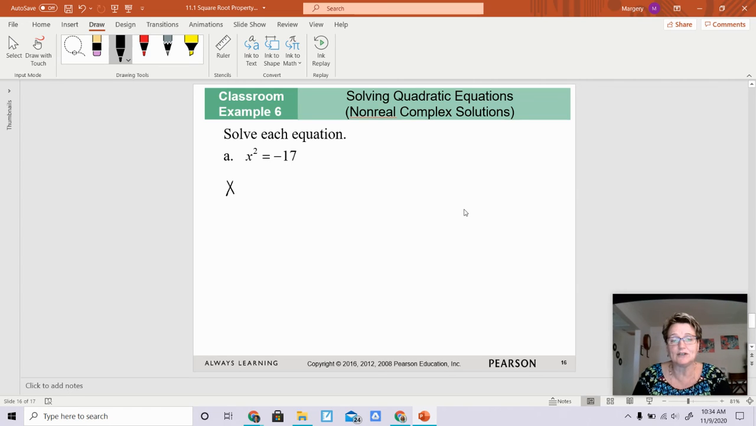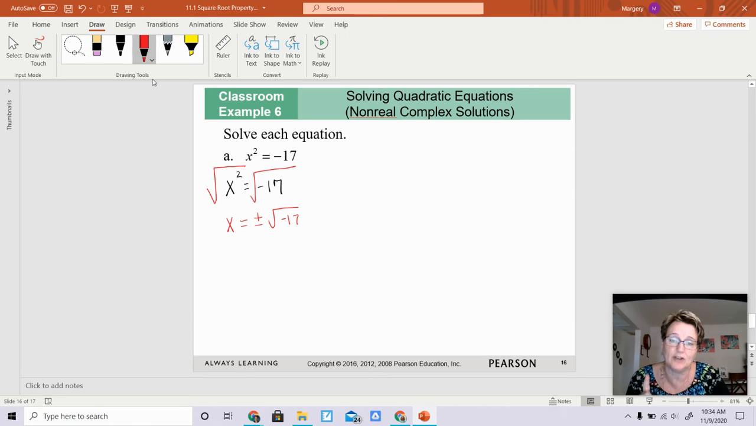Now, because the x squared is completely isolated, we can go ahead and square root both sides. We are square rooting both sides because we want to get rid of the square. So whatever you do to one side, you must do to the other side. So we end up with x equals plus or minus the square root of negative 17. Now remember, don't forget the plus or minus, because with a quadratic equation, you should have 2 answers.